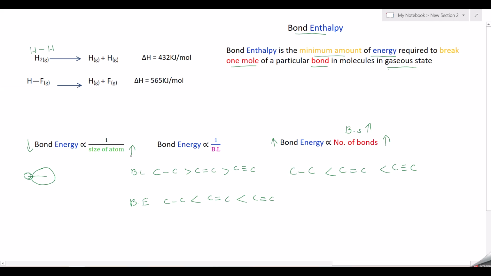So this is about bond enthalpy, and we have discussed four parameters: bond length, bond order, bond angle, and bond enthalpy.